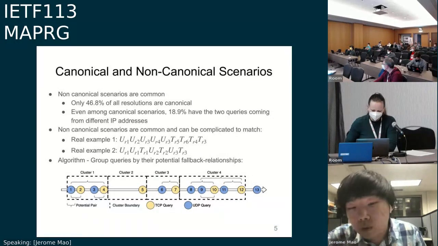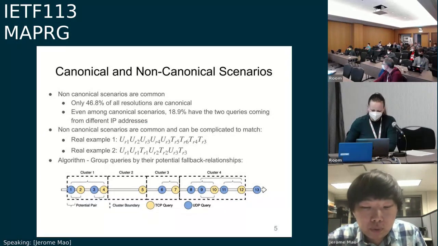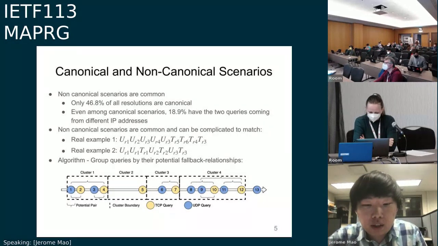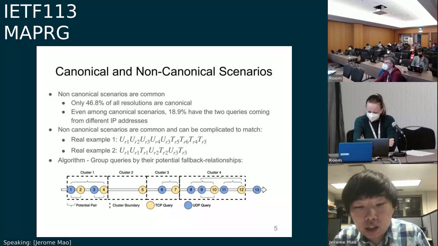The TCP query number 2 is preceded by UDP query number 1, and TCP query number 4 is preceded by UDP query number 3. And also, we can say that the TCP query number 4 is also preceded by UDP query number 1. But if we assume that TCP query number 4 is a fallback for UDP query number 1, then we're going to leave the TCP query number 2 unmatched, which is unlikely.